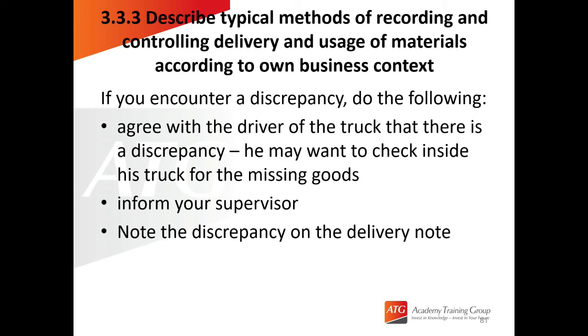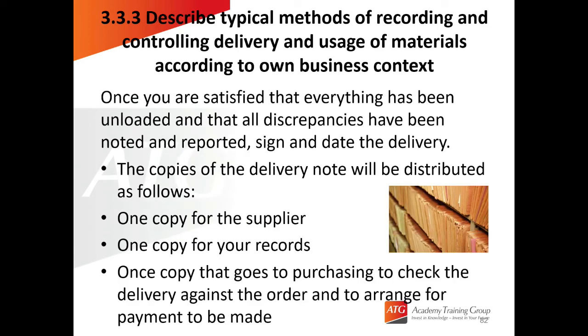If you encounter a discrepancy, do the following. Agree with the driver of the truck that there is a discrepancy. He may then want to check inside his truck for any missing goods. Inform your supervisor. Then note that discrepancy on the delivery note. Once you're satisfied that everything has been unloaded and that all discrepancies have been noted and reported, sign and date the delivery. The copies of the delivery note will then be distributed as follows. One copy will go to the supplier, one copy for your own records, and one copy goes to purchasing to check the delivery against the order and then also to arrange for the payment to be made.